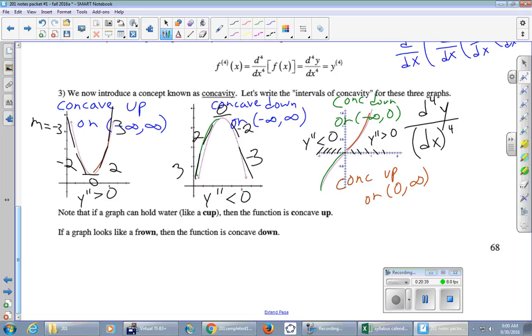Okay, so a little cutesy mnemonic device to help us remember which is concave up and which is concave down. Note that if a graph can hold water like a cup, then the function is concave up. That first guy holds water, concave up. Got it? Cup, C, up, concave up. Okay, and the second graph, if a graph looks like a frown, then the function is concave down. So there's your frown.